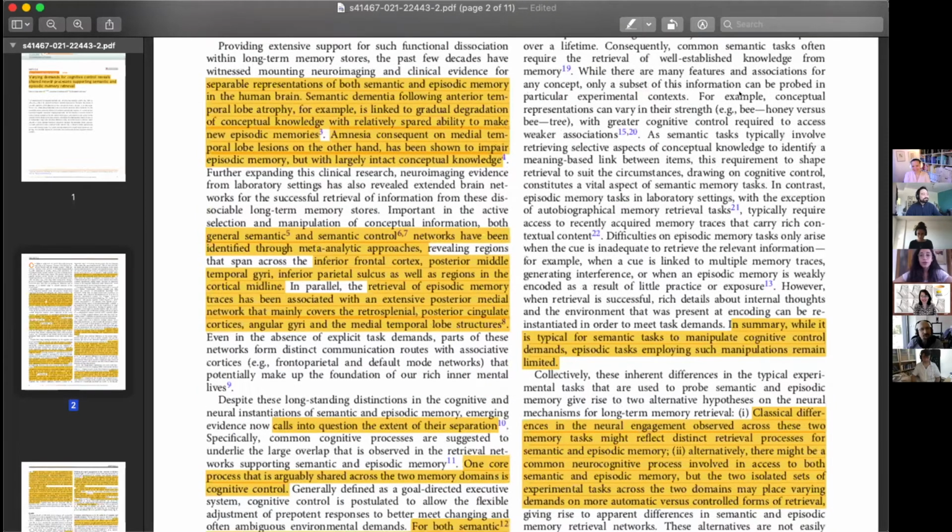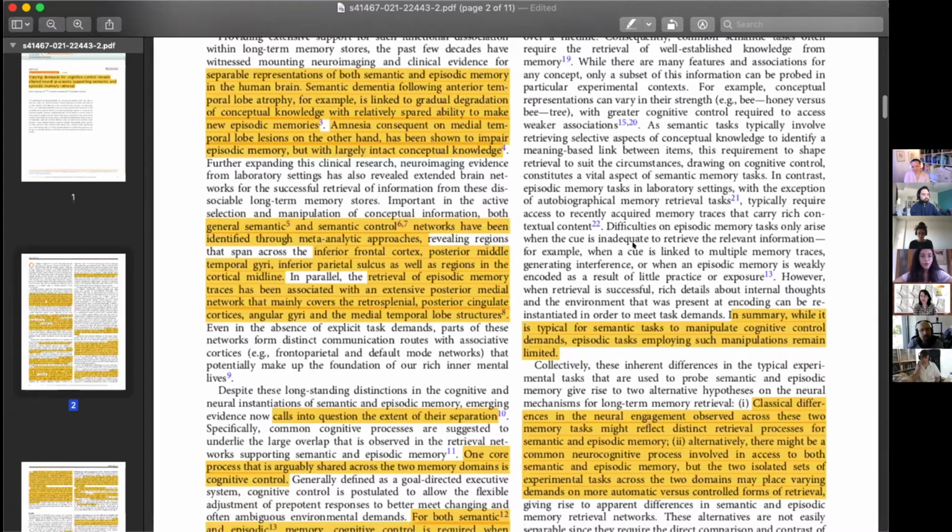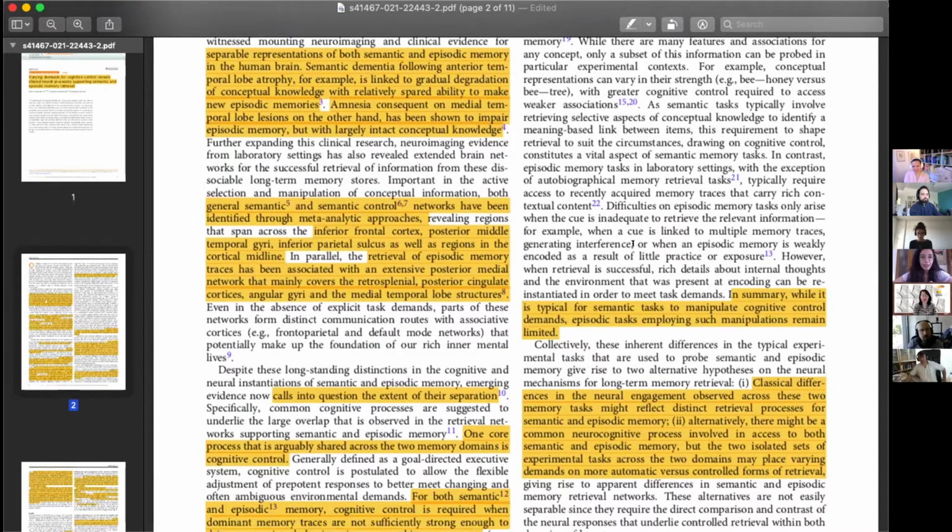And so these two types of memories have been investigated independently, and different cortical and subcortical structures have been related to the retrieval and construction of these two memories. In particular, semantic memory has been linked to the activation of the inferior frontal cortex, posterior middle temporal gyrus, inferior parietal sulcus, and regions of the cortical midline, whilst the retrieval of episodic memory has been associated with the activation of the posterior medial network, in particular the retrosplenial cortex, posterior cingulate cortex, angular gyri and medial temporal lobe.